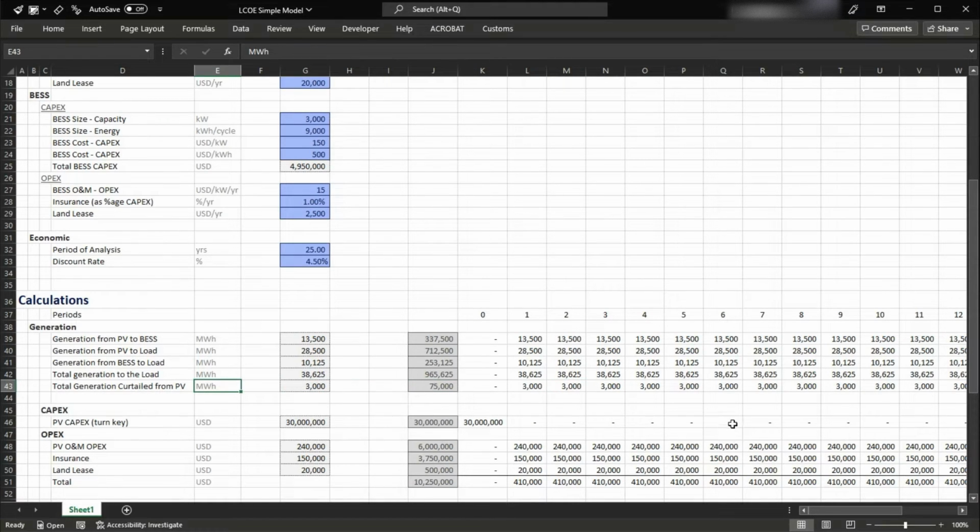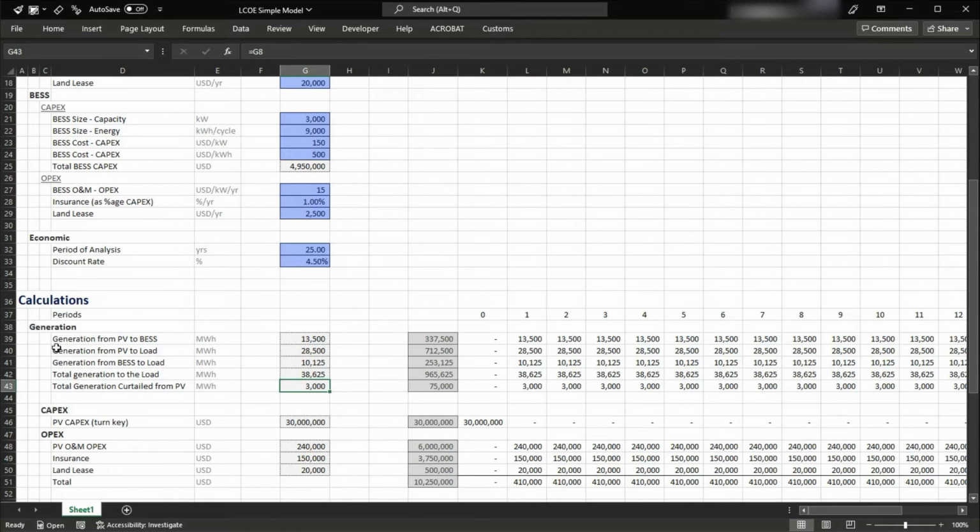But let's see what are the generation flows we have here. So we have the generation from PV to the battery, okay? We have the generation from PV to load, okay? We have generation from battery to load, okay? We have total generation to the load, which is the sum of these other 2 in here, okay? And we also have the generation curtailed. So I think we have here all the generation that we need for now, okay? I'm just checking whether I need something else. Yeah, I think that's basically it.